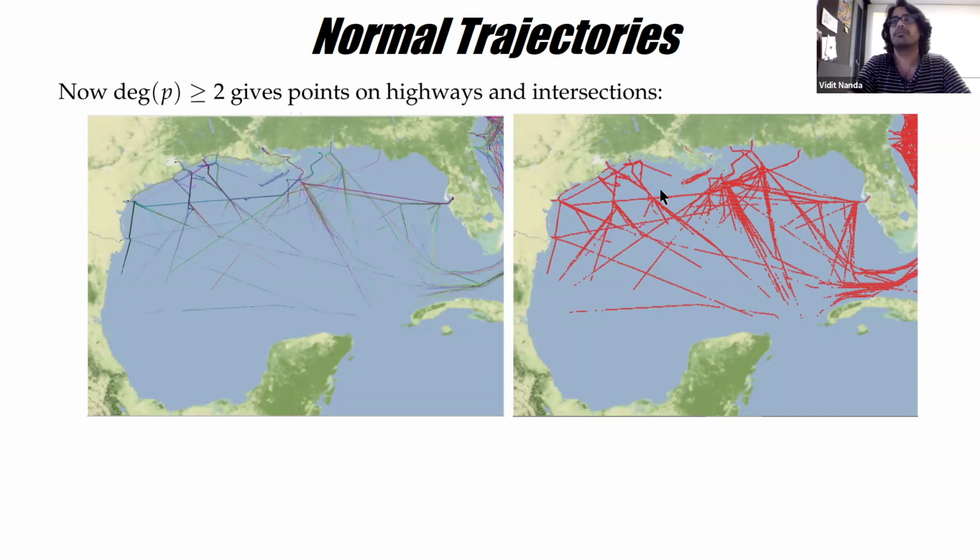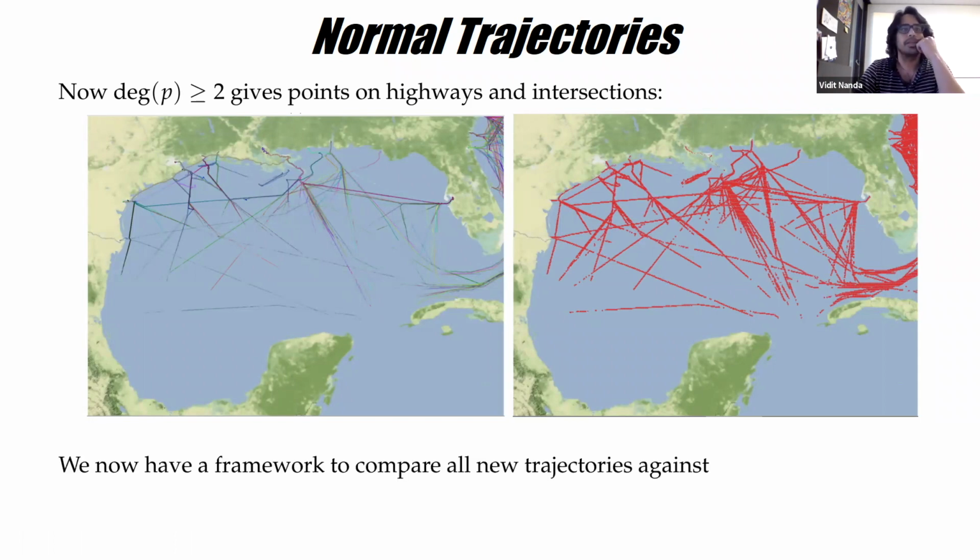Whereas here, if you draw a little circle around that point, you will see some interesting behavior. And of course, we're just doing zeroth homology. None of this is very expensive to compute. So there's a baseline framework to compare any new trajectory against.